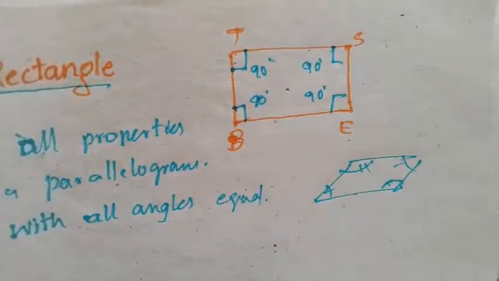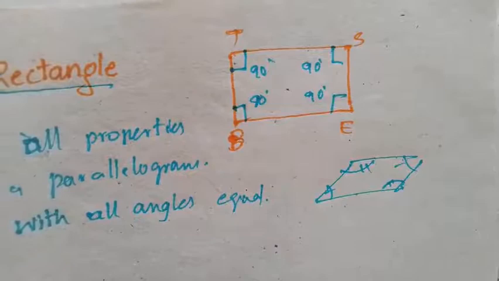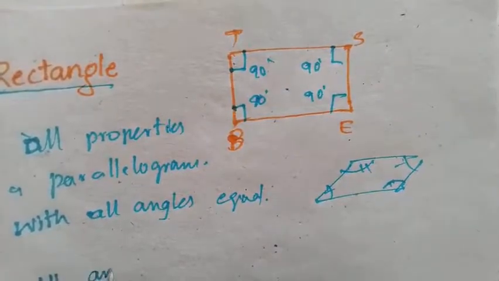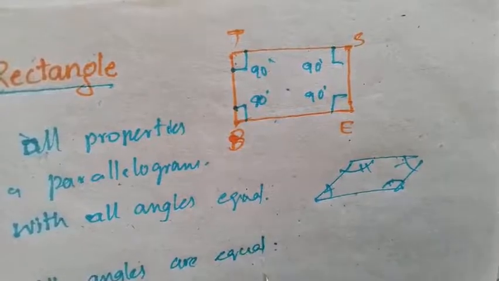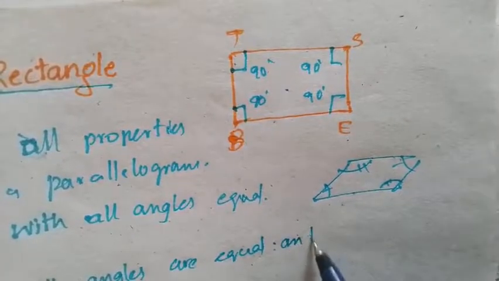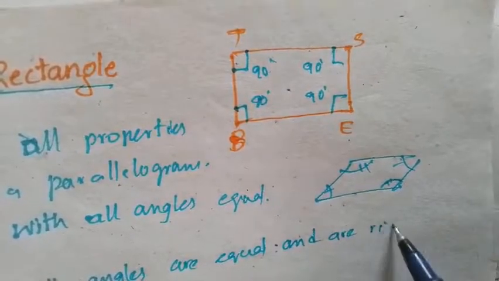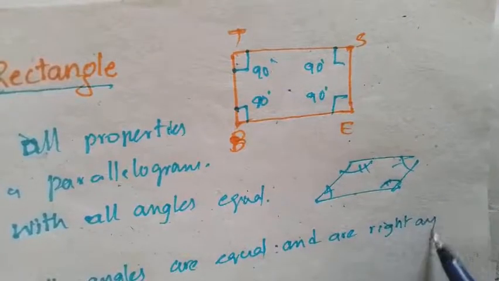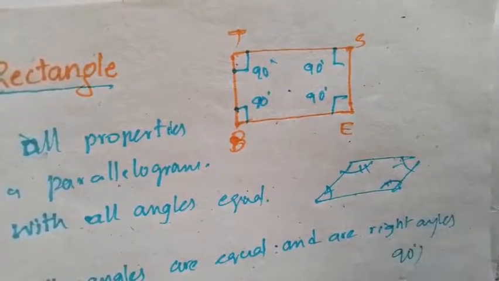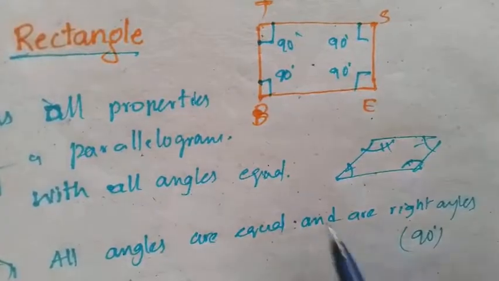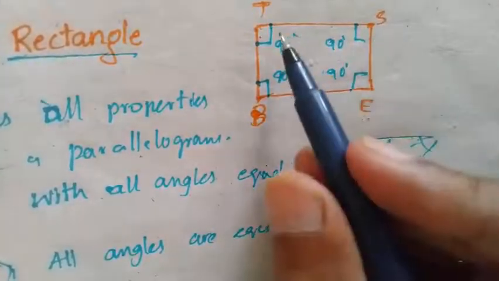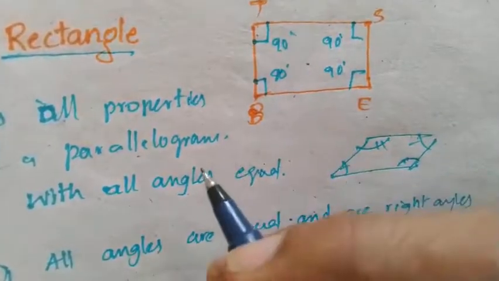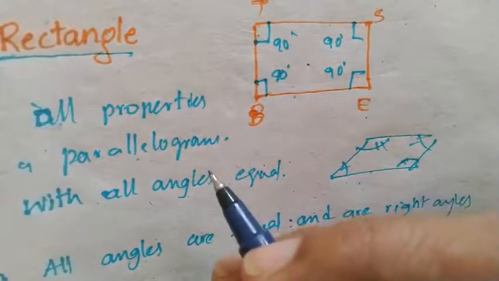So another property of a rectangle is what? All angles are equal and are right. Right means right angles, 90 degrees. So here angle B is equal to 90, E is equal to 90, S is equal to 90, and here is also equal to 90 degrees.